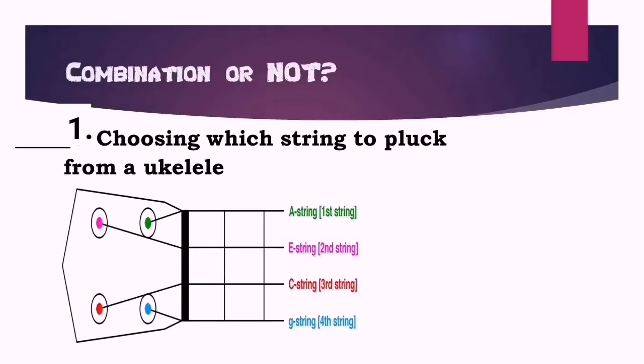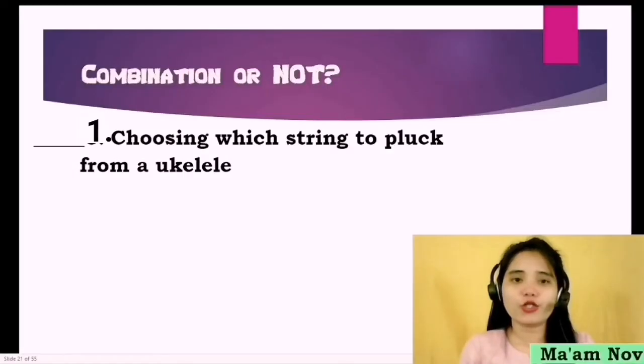Dito, let's try to identify if the following statements are combination or not, para mas maintindihan. Next, choosing which string to pluck from a ukulele. Do you know what a ukulele is? A ukulele is a 4-string instrument. Isipin ninyo, if ipa-pluck natin yung first string, then the second, third, and fourth, and if baliktarin natin, 4, 3, 2, 1, the same pa rin ba ang tunog? Just like this?